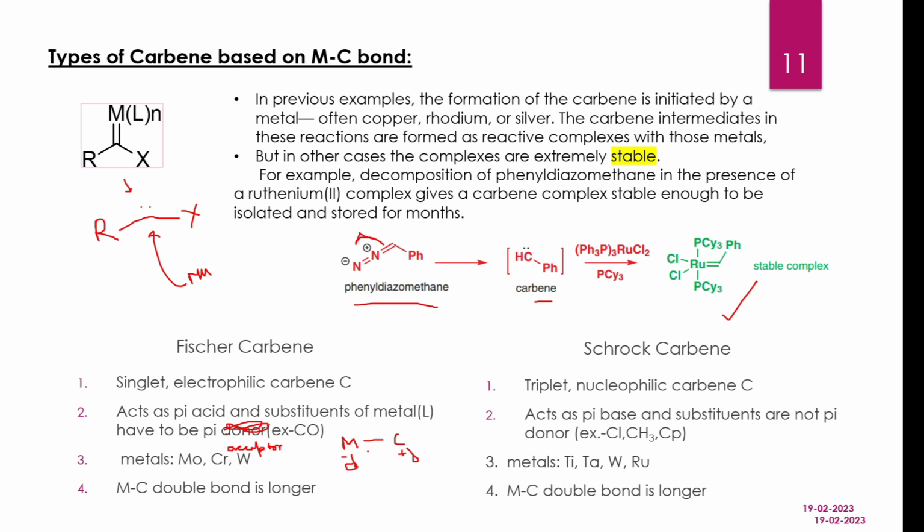But in the case of this one, it acts as a pi base. So in the case of Schrock carbene, as this is negative, it acts as a pi base, and the substituents are pi donors. See, it will donate the electron. In the case of Fischer carbene, the metal is usually molybdenum, chromium or tungsten. In the case of Schrock carbene, the metals are usually titanium, tantalum, tungsten and ruthenium.